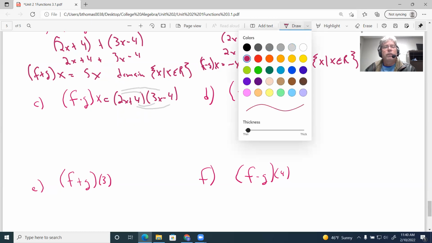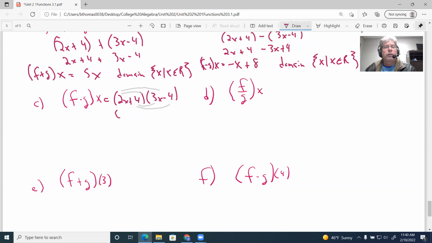So 2x times 3x is going to give me this 6x squared. 2x times negative 4 is going to be negative 8x. And then 4 times 3x is going to be a positive 12x. And 4 times negative 4 is going to be negative 16. So then we clean it up by combining the like terms in the middle. So 6x squared, that's going to be negative 8x plus 12x, which is going to be a positive 4x, minus 16. So that's our multiplication.